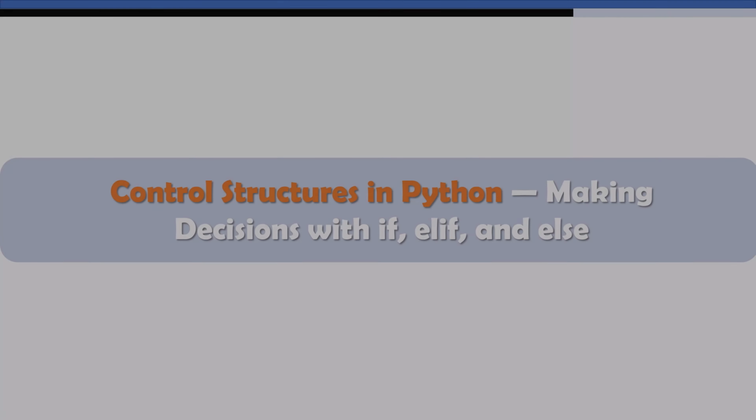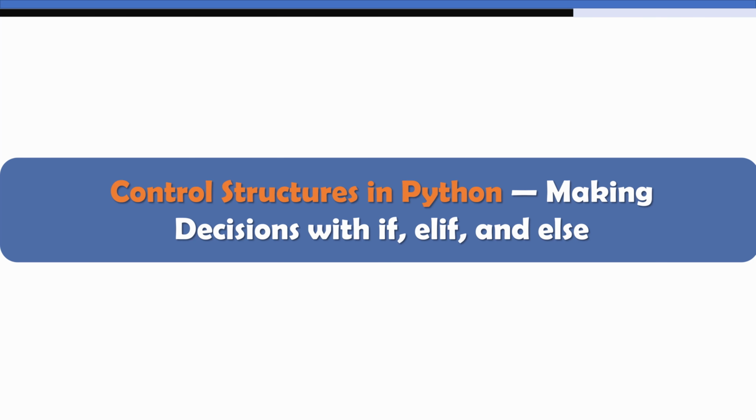Programs often need to make decisions to do one thing if a condition is true and something else if it's false. So in Python, decision making is done using control structures like if, elif, and else. Let's start with the basic structure of an if statement. So you write if and then the condition.